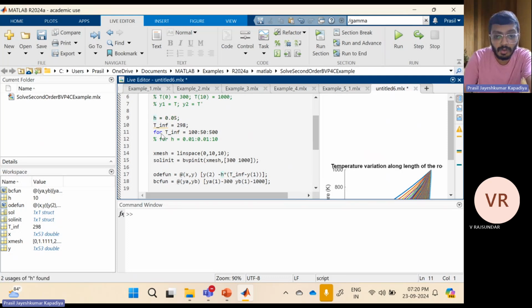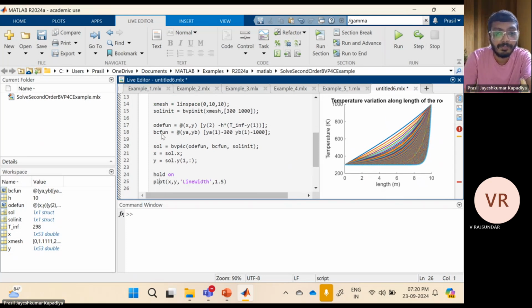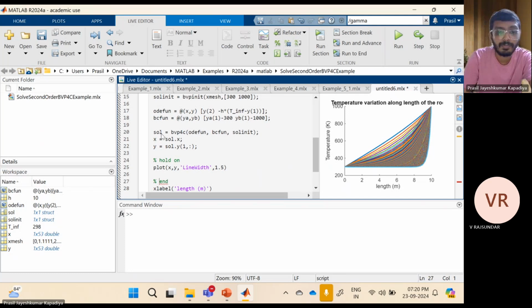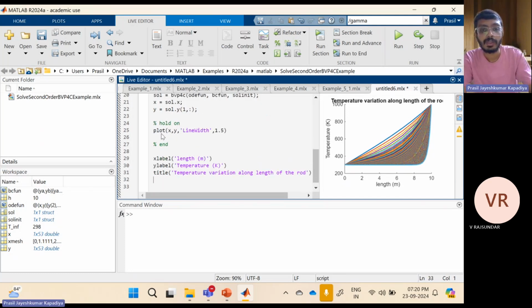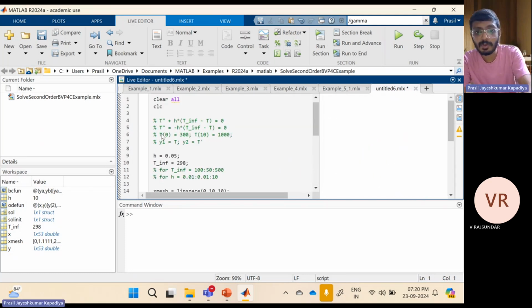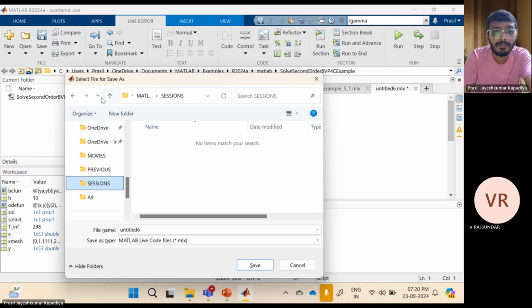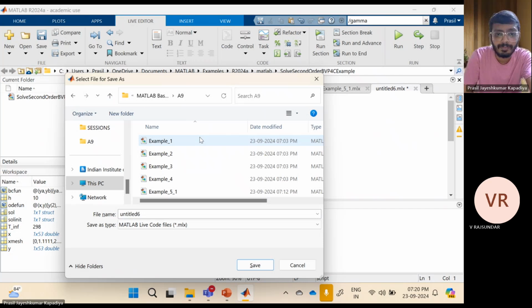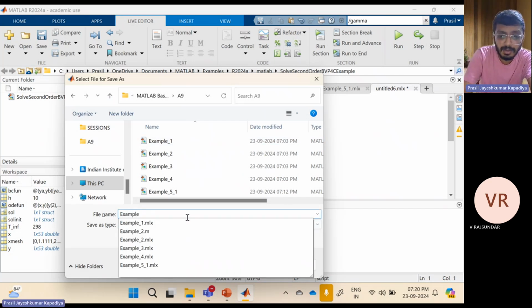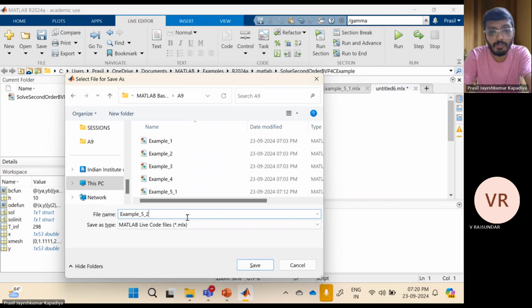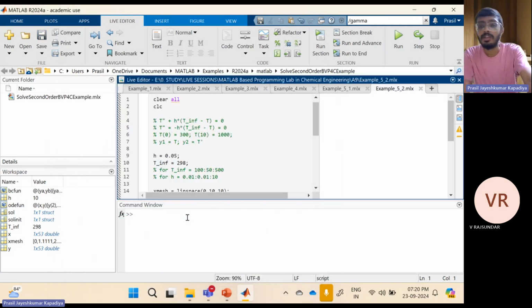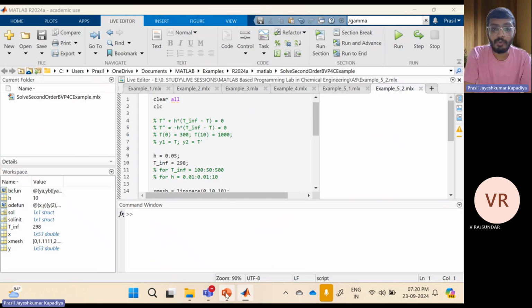So what we can do now, okay, let me save this part. I will just save this problem. This is our fifth problem of today's class. Example 5_2. Okay. So from this problem, what did we learn?